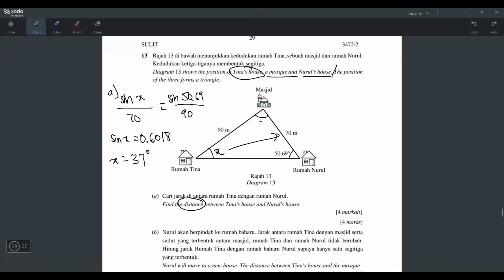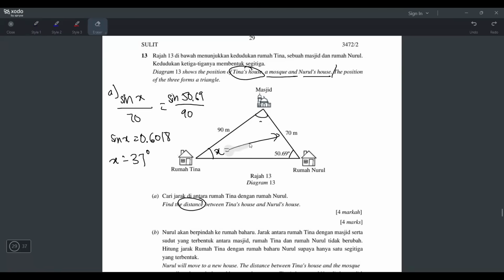But it's not always like that. That's why you have to be careful. In exam, after you tekan shift sine, make sure you double check, is it an acute angle or obtuse angle? If it's acute angle, then straight away take the first quadrant answer. If it's obtuse angle, take 180 minus. But this one confirm 37 is betul already because this is an acute angle.